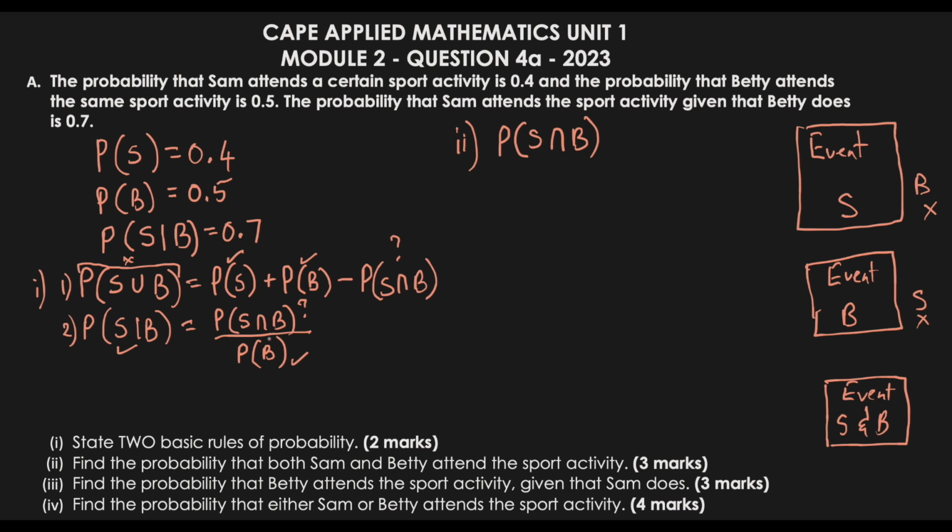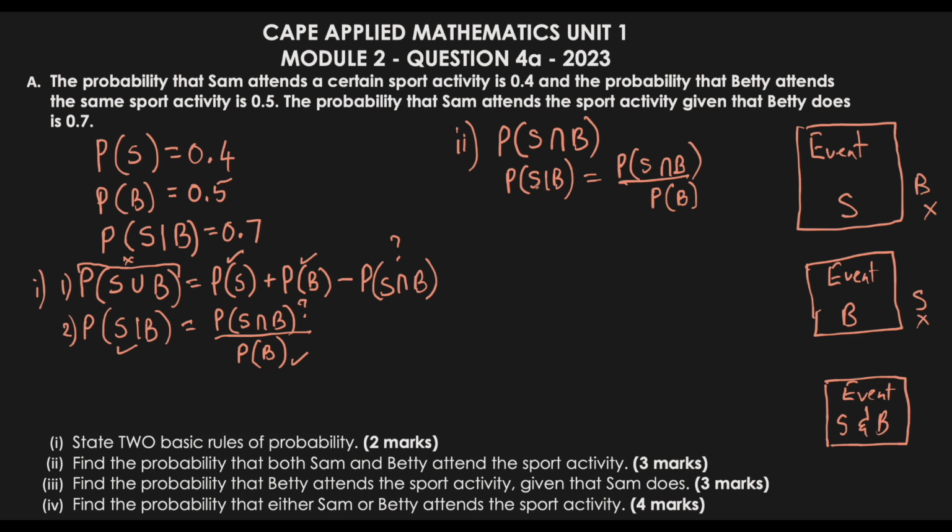So we only have one unknown in this situation. Therefore, we could use this to help us work out what the intersection is, meaning the probability when Sam and Betty are there. So let me write back this equation and try to rearrange it. So we'll have this here. Now, what we can do is substitute some values.